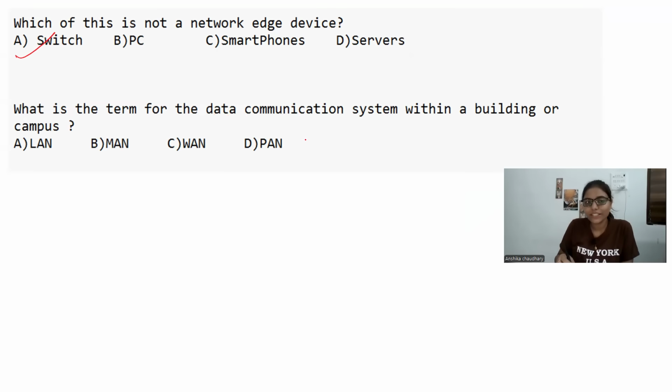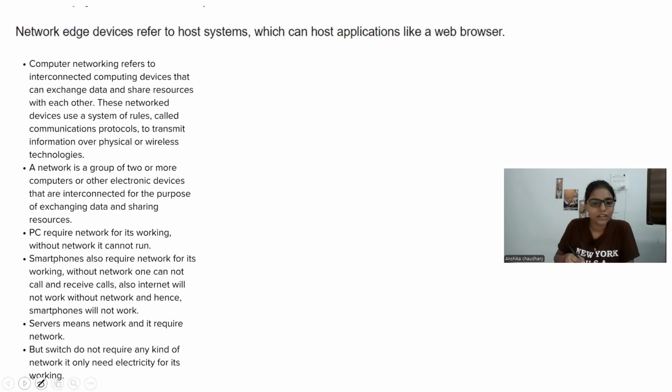What is the term for the data communication system within a building or campus? So there are four types of network we know: LAN, WAN, MAN, and one more, PAN. So PAN stands for Personal Area Network, LAN stands for Local Area Network, MAN stands for Metropolitan Area Network, and WAN stands for Wide Area Network, right? So for a particular building or campus, LAN, Local Area Network, will be helpful.